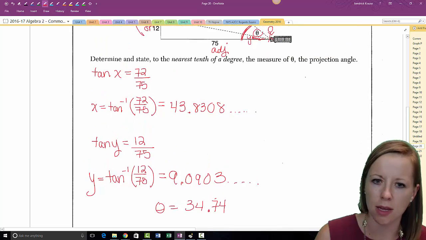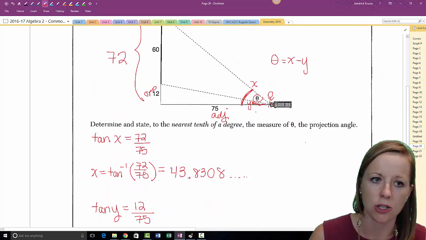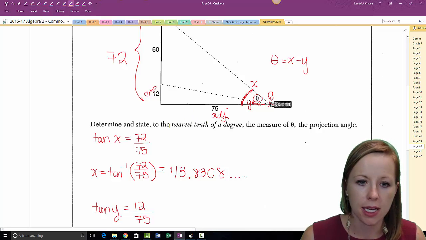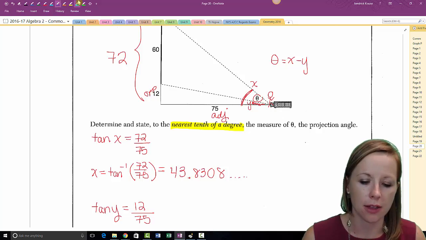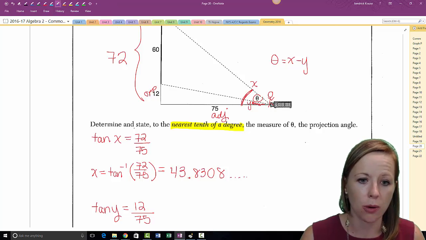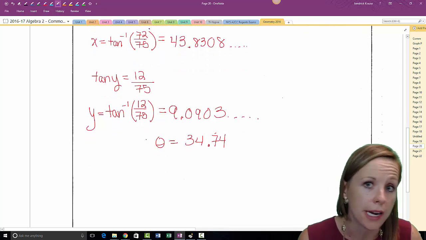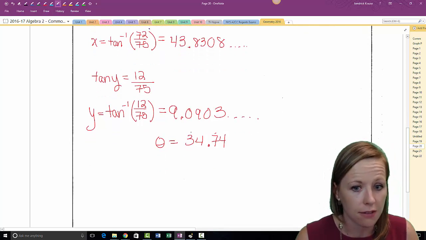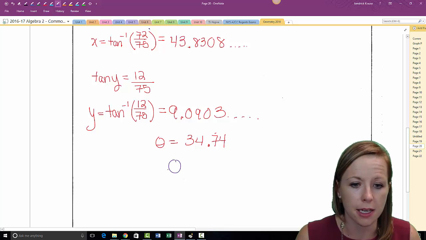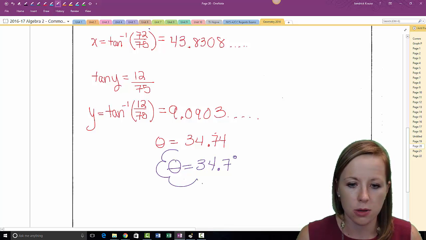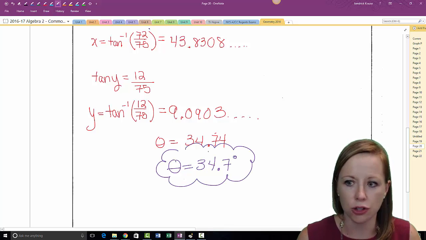And what? Oh, wait a minute. Didn't a few minutes ago I say something about rounding directions and it could cost you major points? Yeah, here's the second time it could cost you points. Nearest tenth of a degree. You have to round to the nearest tenth. This could be the difference between 99 and 100, 84 and 85, 64 and 65. We're talking real deal here. So 34.7 degrees. Beautiful. I'm doing a beautiful job.